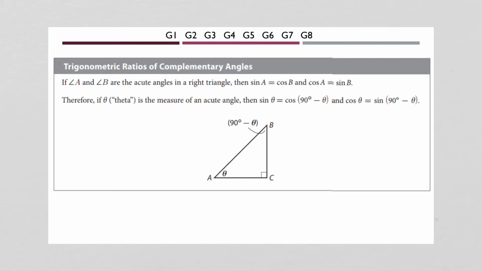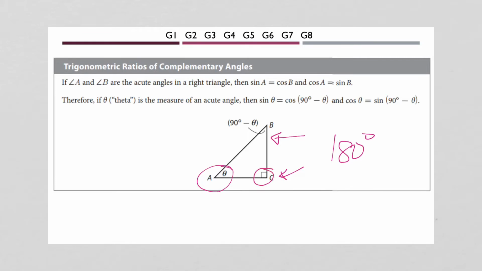Okay, now we're going to do trigonometric ratios of complementary angles. All it is that if this is theta, then this would be 90 minus theta. Why? Because this is already a right angle. Remember, triangles' interior angles add up to 180.